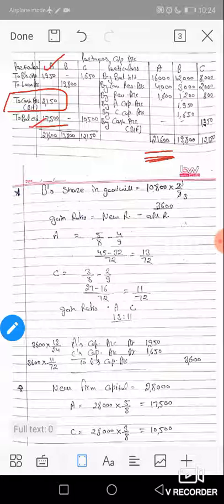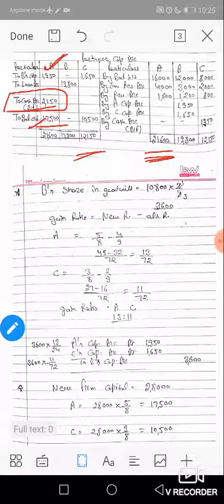OK, so the balancing figure is calculated after balance CD. First comes balance CD, and afterwards the balancing figure comes. So total of A is 21,600 minus 17,500 and 1,950, and the balance is transferred to his cash account because the credit side is higher.